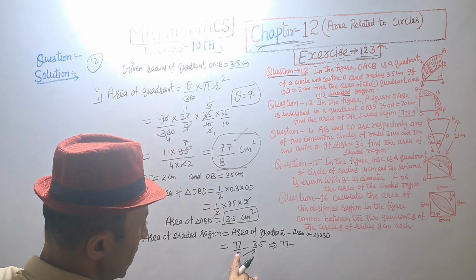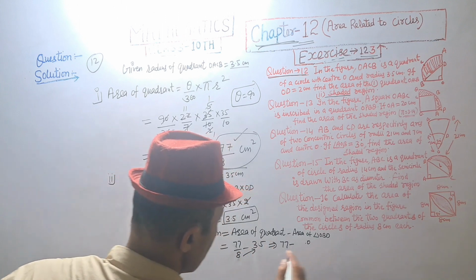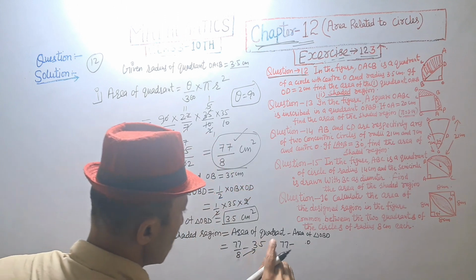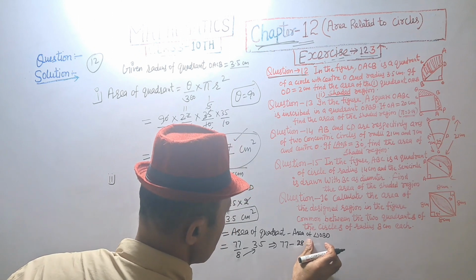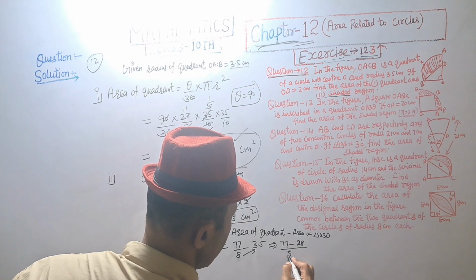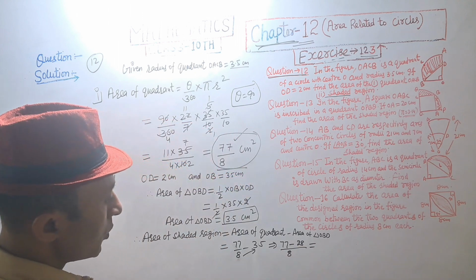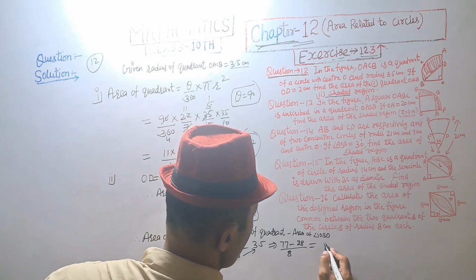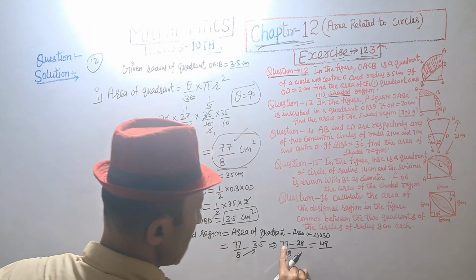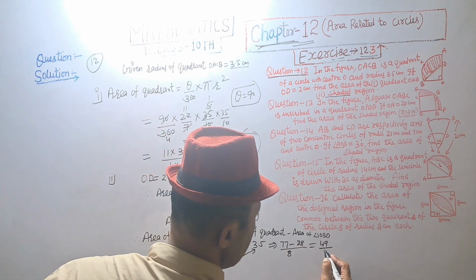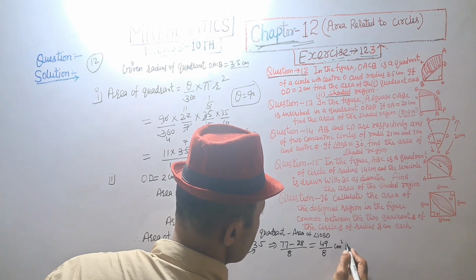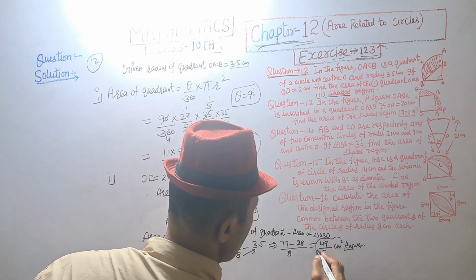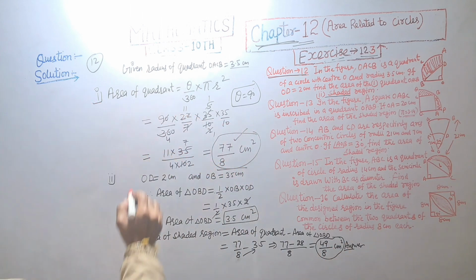This implies 77 minus 8 5s are 40, 8 3s are 24, plus 4, 28. That is 28 divided by 8. Then 77 minus 28, that is 49 divided by 8 centimeter square. Answer.